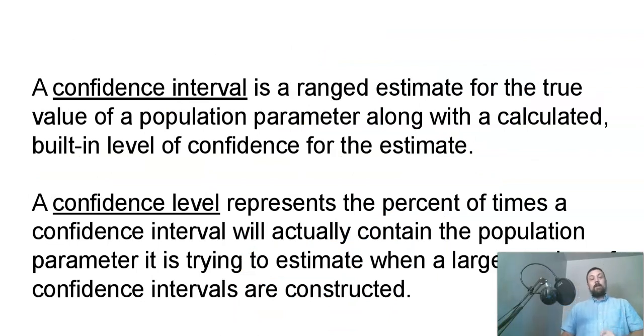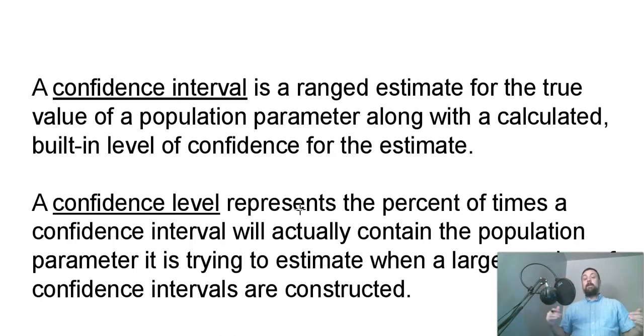So a confidence interval is a ranged estimate, meaning we're going to give a range of possible values for the population proportion. It's a ranged estimate for the true value of a population parameter, in this case proportion. And this is what makes it even better. You might say, big deal. Why couldn't we take 70% and just expand it a little bit and say it's probably between 67% and 73%, somewhere in there? But that's kind of arbitrary.